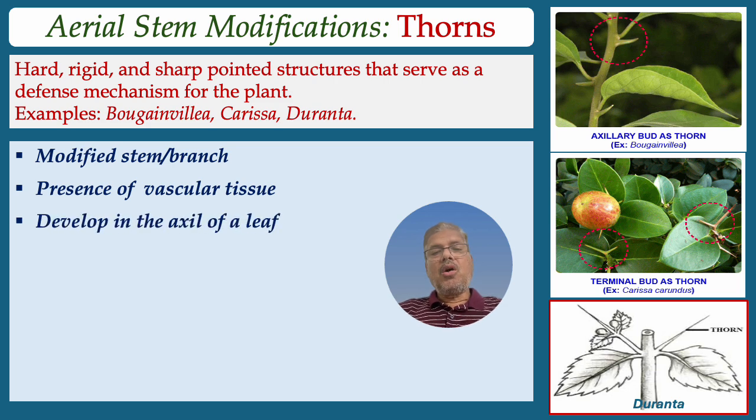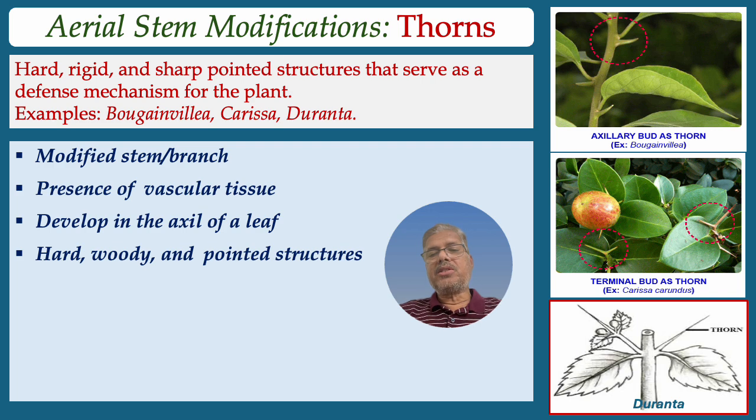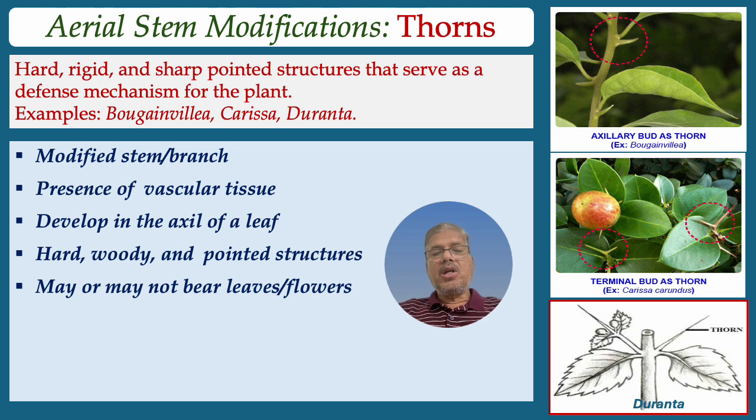Thorns typically develop in the axils of the leaf. The position further confirms this stem origin, as axillary buds normally arise in this location. Thorns are generally hard, woody, and sharply pointed structures, providing effective mechanical deterrence. Since they are modified stems, thorns can sometimes, in rare cases, bear small, reduced leaves or even flowers. Though this is not common for the primary defensive role, more often the leaves are reduced and die quickly.